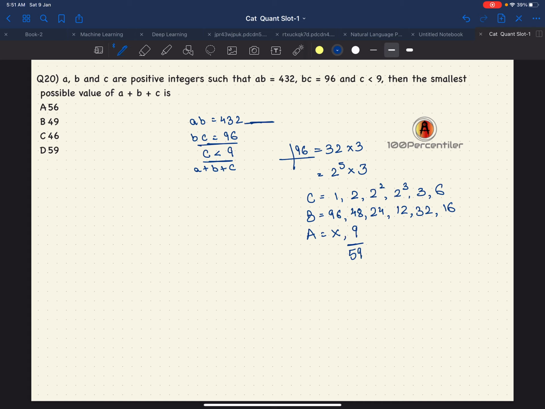Then for b equal to 24, a has to be equal to 18. Therefore, the sum of values here is calculated to be 24 plus 18, 42, plus 4, 46. We don't have to go further because the lowest option anyways is 46 here, and therefore 46 is the required answer.